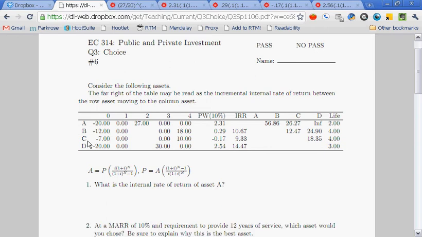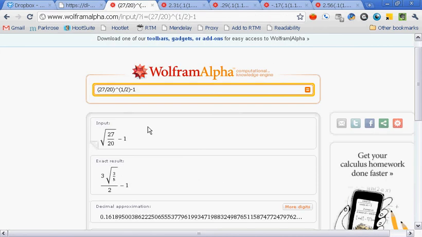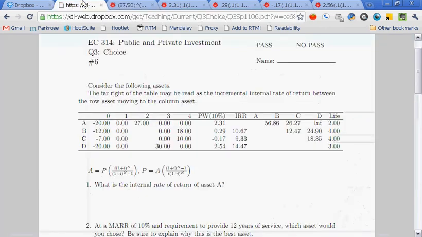First question is to calculate the internal rate of return. By now, you know that you can just go ahead and take the ratio of the benefit over the cost, making sure you get rid of that negative sign, raise to the power of 1 over the life of the asset, which is in this case 2, subtract 1, and that should get you the internal rate of return in that special case where you have a cost or benefit in time period n, and the only other one that you have is in time period 0. So you end up with a 16.19% internal rate of return for asset A.